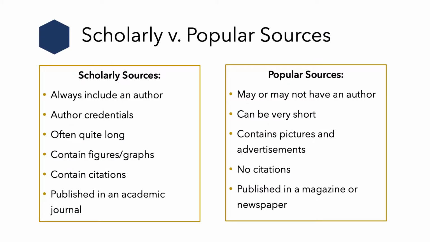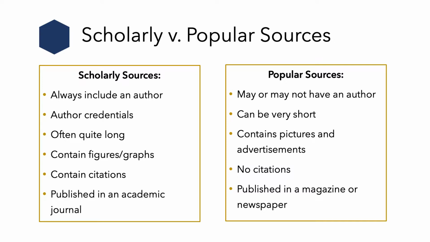So far in this video, I've interchanged scholarly and academic 3 times. I do this because the words mean the same thing. These articles are also called peer-reviewed. Scholarly sources always include an author and the author's credentials. The author needs to be an expert in their field.